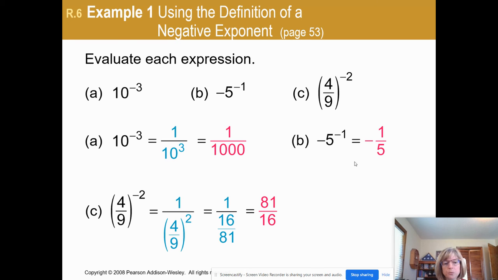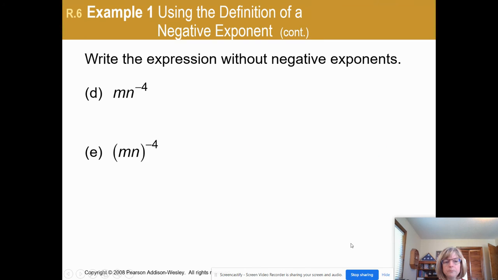Now you can take a shortcut here. Instead of doing 1 over 4/9 squared, you could just think of the reciprocal as 9 over 4 to the positive 2 power, and you would still get 81 over 16.